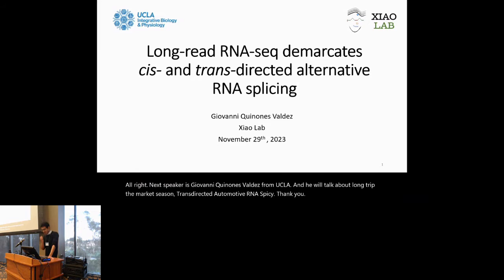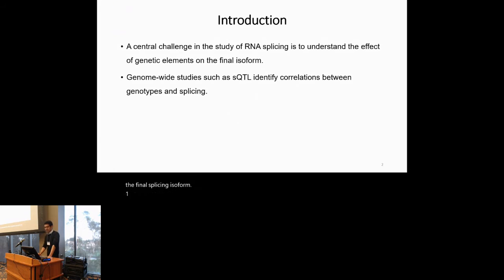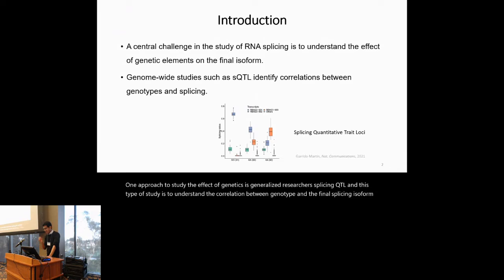Good afternoon, everyone. Today I'll be presenting this project that we titled Long-Read RNA-seq Demarcates Cis- and Trans-Directed Alternative RNA Splicing. A central challenge in the study of RNA is to understand the effect of genetic elements on the final splicing isoform. One approach to study the effect of genetics is genome-wide studies such as splicing QTL. This type of study aims to understand the correlation between genotype and the final splicing isoform. Here we have an example of a splicing quantitative trait locus where the relative expression of different transcripts correlates with the genotype of the QTL.